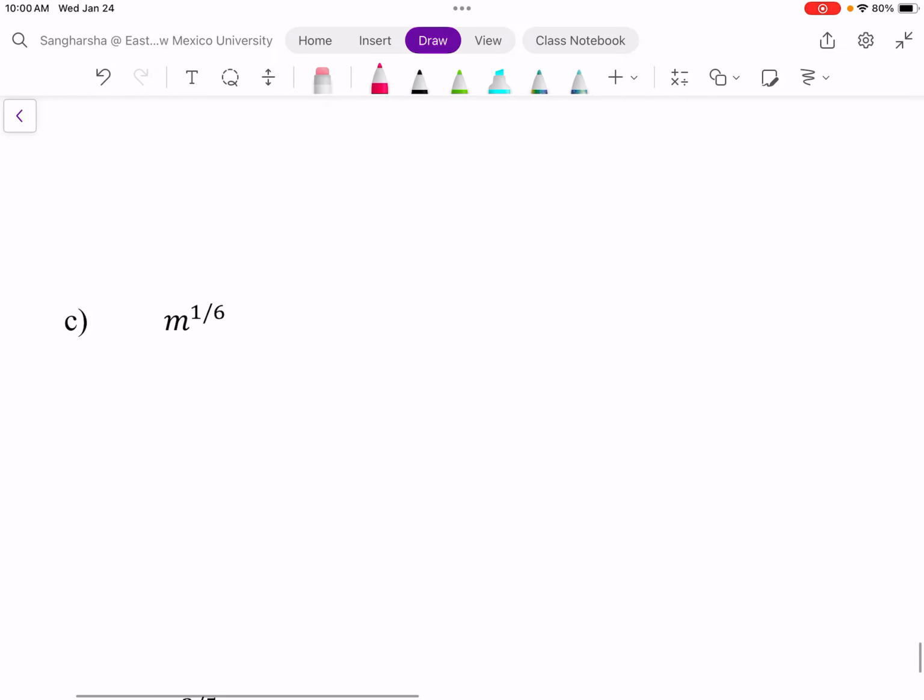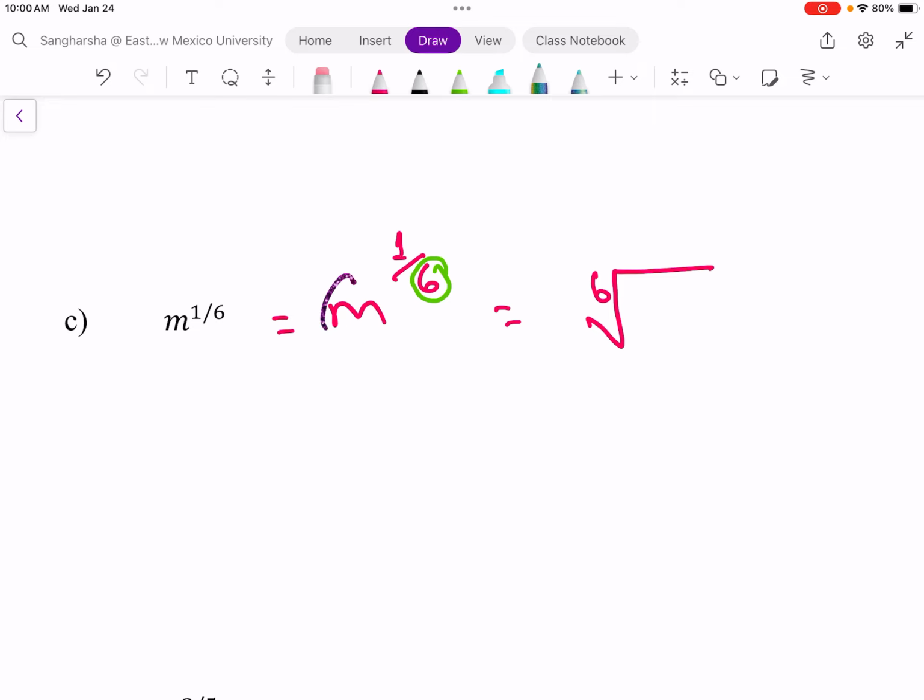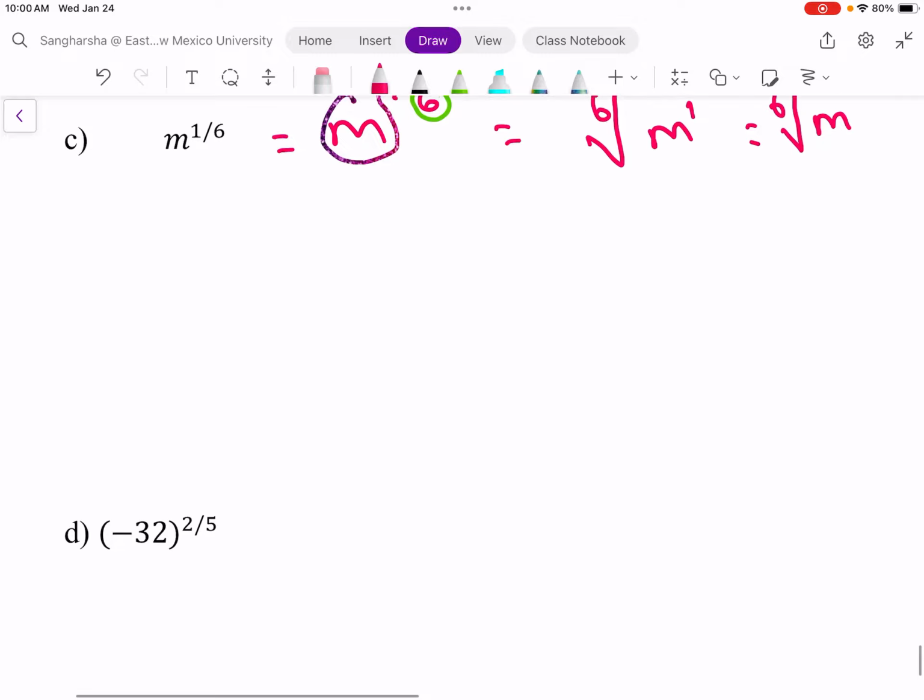Similarly for number C, we have m to the power 1 over 6. We're going to rewrite using a radical sign. We have a radical sign, the index is the denominator, so our index is 6, and the remaining m to the power 1 is the radicand. So we have the 6th root of m to the power 1, which is simply m, and this is our final answer.